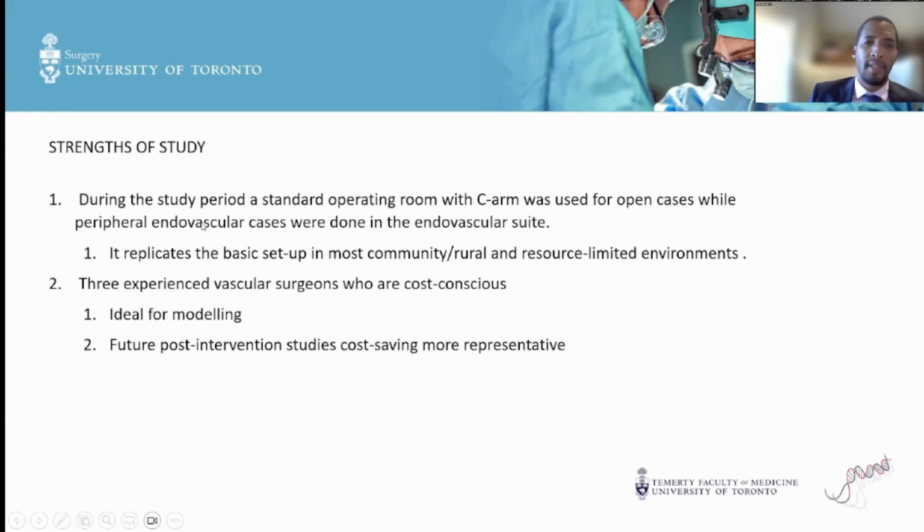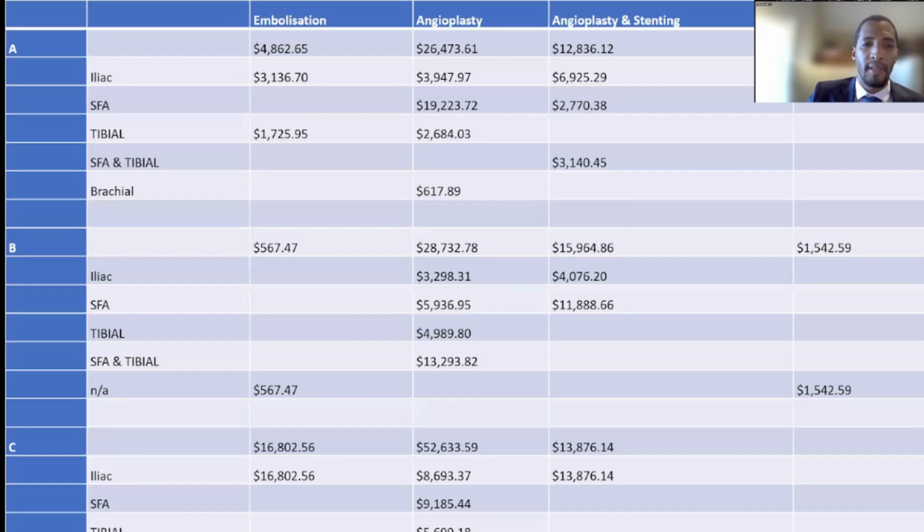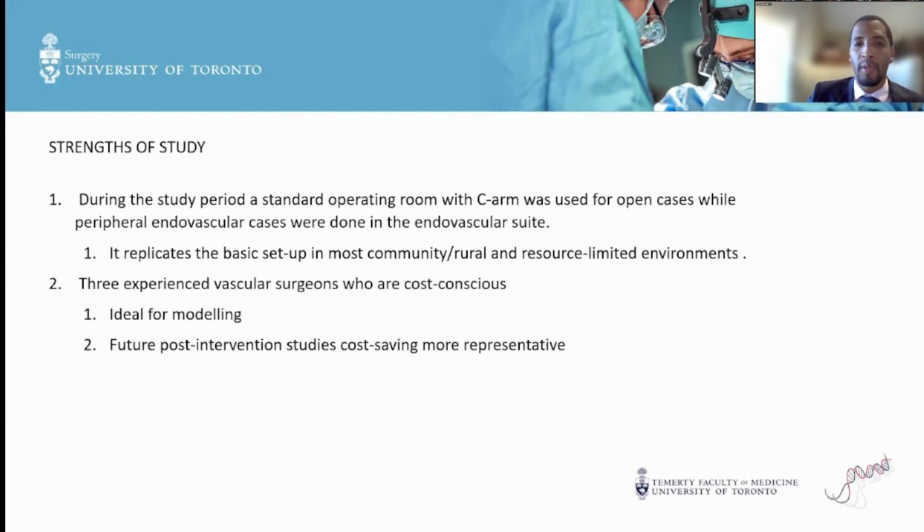I think the strength of this study, and why I think we can reproduce it in multiple centers and right here in the Bahamas, is that during the study period, the main operating theater only had a C-arm, and all peripheral endovascular cases were done in this endovascular suite. And this perfectly, I think, replicates the resources available in most resource-limited environments.